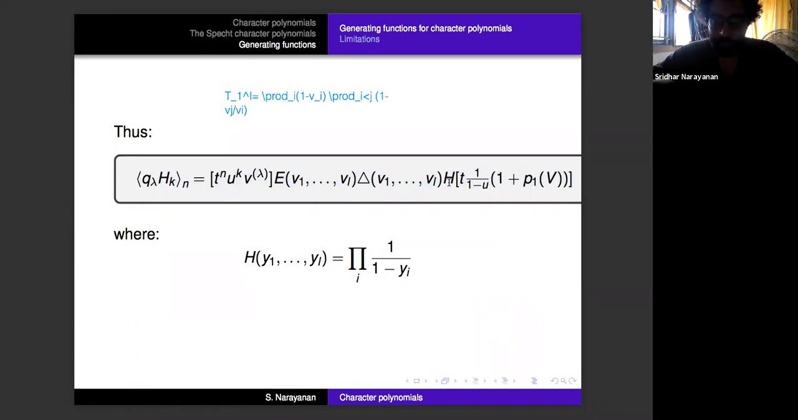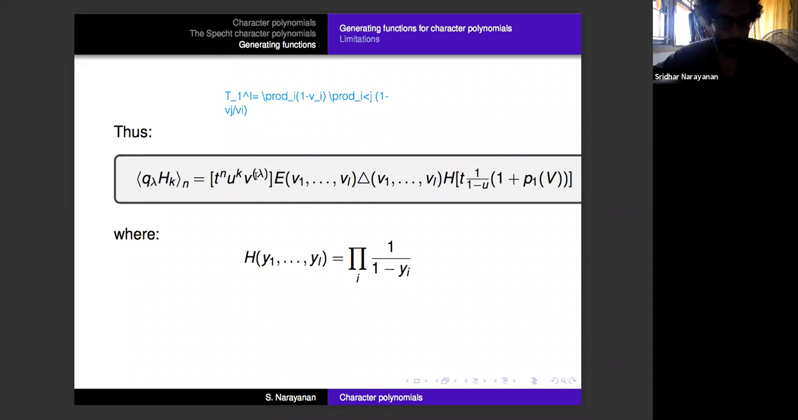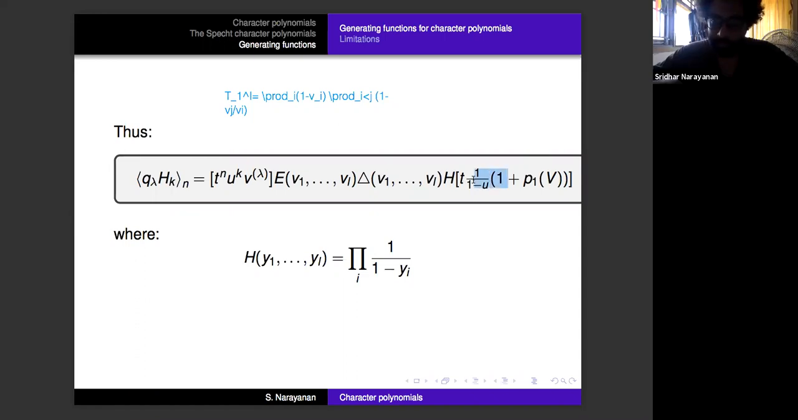Okay. So if we take lambda to be the empty partition, then what happens on the right hand side? We should recover that old thing, right? Yeah. There'll be no v's. We are not interested in the v's. So you'll just get the h t one minus u part.